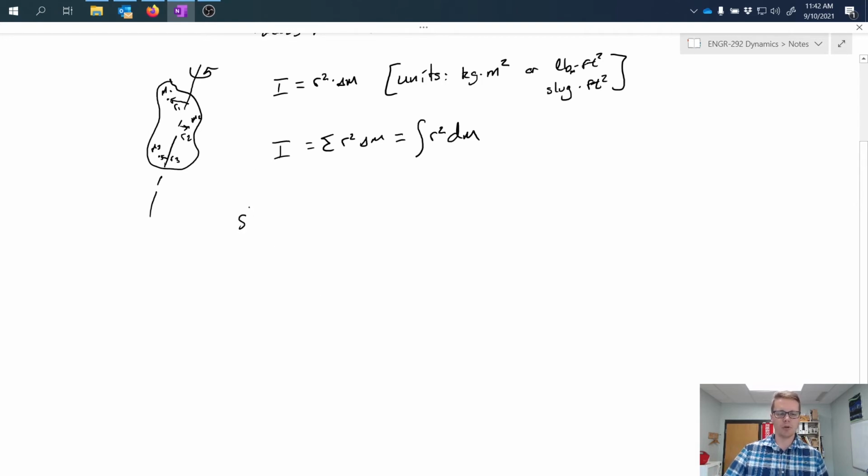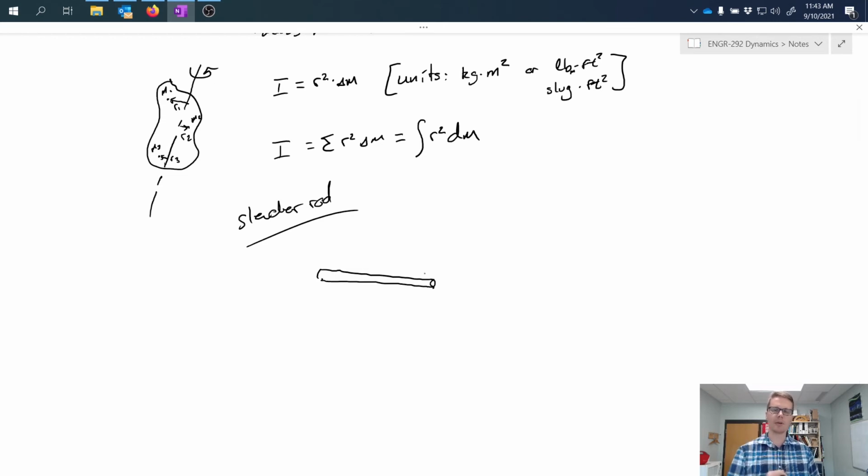So starting with a slender rod, and the terminology here is important. Calling it a slender rod is basically saying that it's much longer in the length dimension than it is in the diameter dimension. So really what we're saying is that the diameter contributes negligibly to the mass moment of inertia, and instead we're focusing on the length.